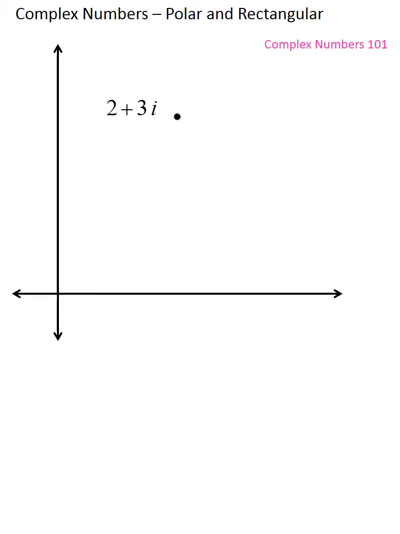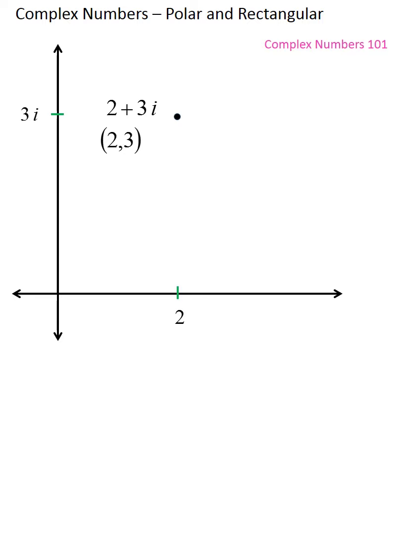This lesson is about complex numbers being expressed in polar and rectangular form. You may want to watch a previous video called Complex Numbers 101 to get a more basic understanding of what a complex number is. But in summary, a complex number is a real number plus an imaginary number. And we know that complex numbers can be thought of as points on a graph corresponding to the real part and the imaginary term in the complex number.